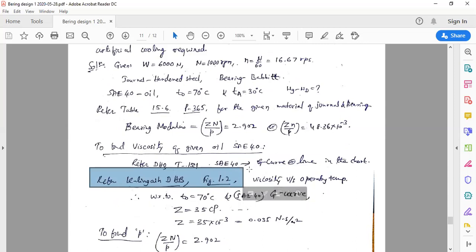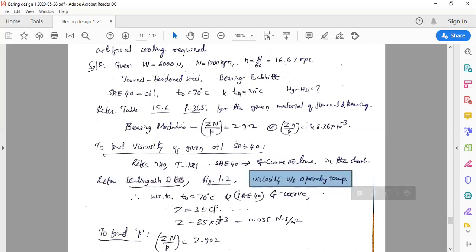Figure number 1.2, page number 22, the viscosity versus operating temperature chart. Say this is operating temperature along the abscissa in degree centigrade, and along the ordinate the value of absolute viscosity, that is in centipoise, that is given, and the name of the curve is G curve here.